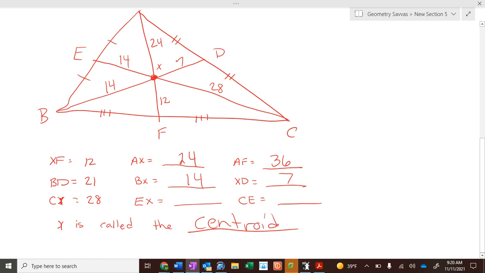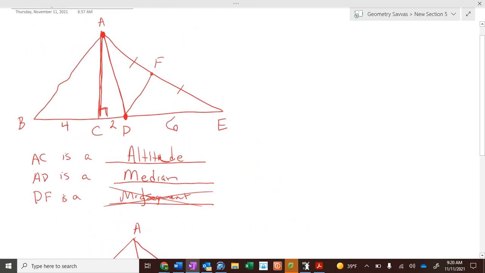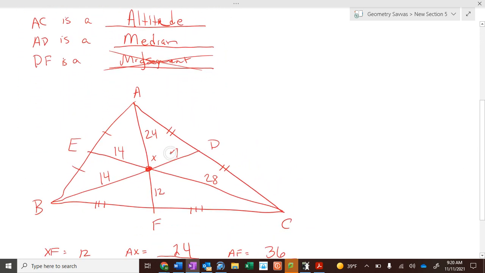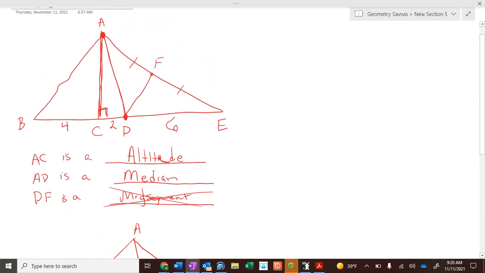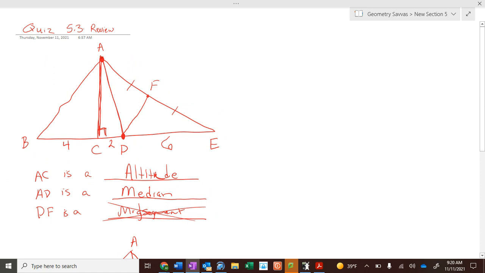So, where three medians cross is called the centroid. Okay, do you understand? So the centroid's where three medians cross. The longer part's twice as long as the shorter part. The longer part is 2/3 of the whole thing. Altitude goes from the vertex perpendicular to the opposite side. Median goes from the vertex to the midpoint of the opposite side. Those are the three things you need to know for the quiz.